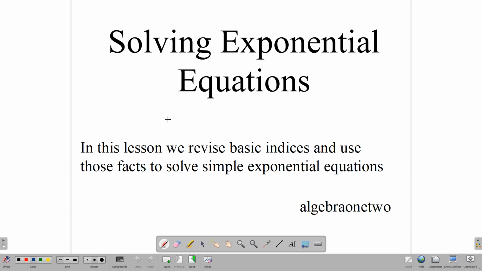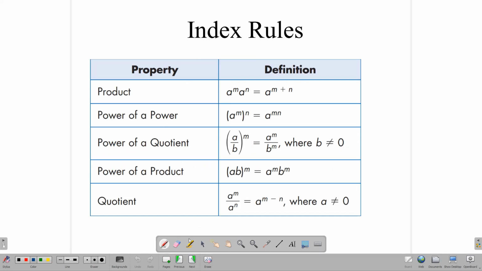In this lesson, we are going to be looking at solving exponential equations. So we are going to revise the basic rules of indices and use those facts to solve simple exponential equations. Let's begin by looking at the index properties or rules.